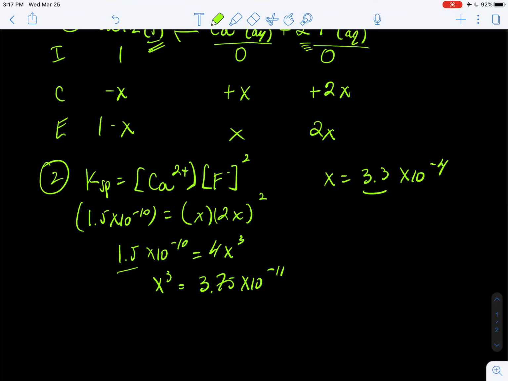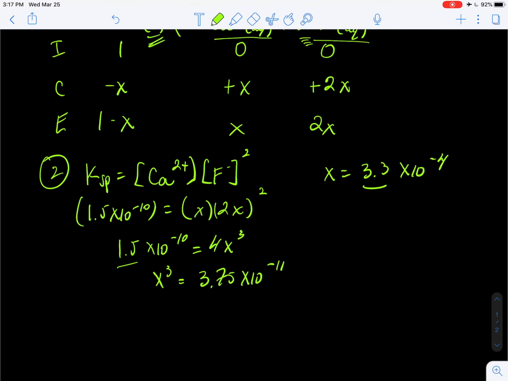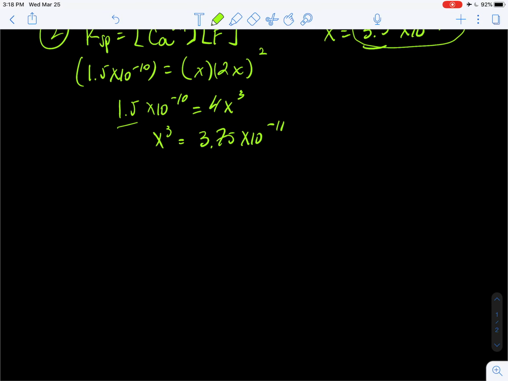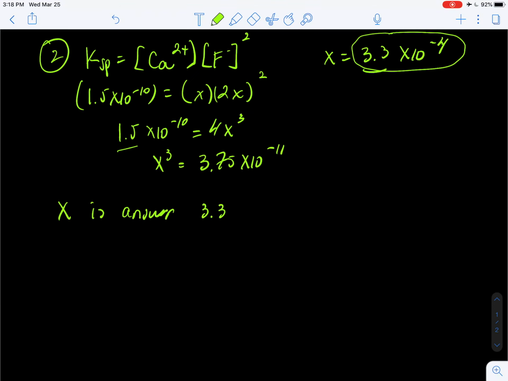All right, so I have x. Now, that's the answer, 3.3 times 10 to the minus 4th. So what we're saying is that this amount of substance that dissolves is x, and basically it's telling us how many moles of calcium fluoride per liter of water solution can dissolve, okay? So x is the answer. We can express it with units. It's 3.3 times 10 to the minus 4 molarity calcium fluoride, okay?